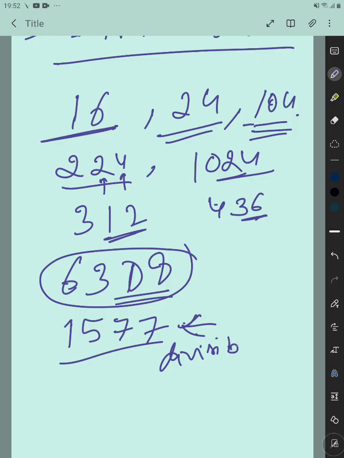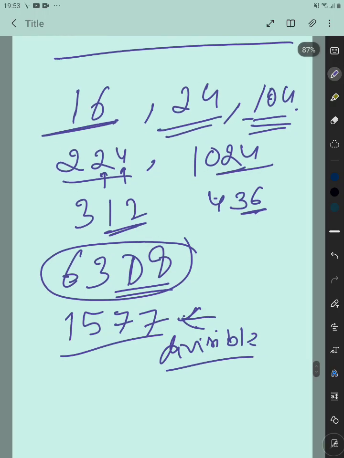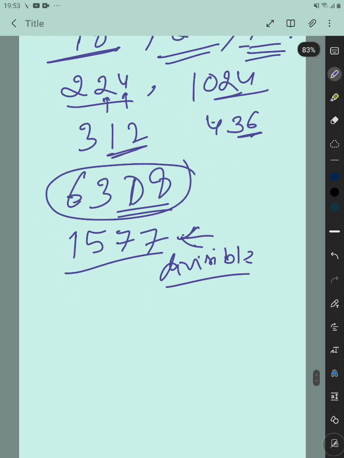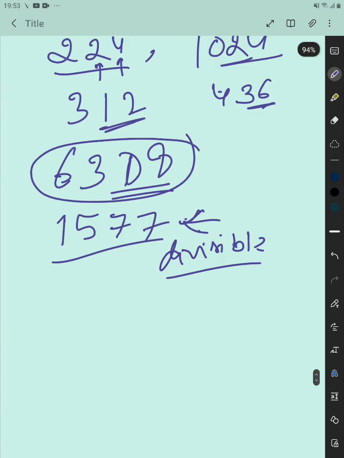So what we are observing here is that if the last two digits, meaning the ones and tens place, are divisible by 4, then the complete number is divisible by 4. When the number has three digits or more, this rule is applicable. If it is a two digit number, then you need to find out directly whether that number is divisible by 4 or not. So we are talking about numbers that are three digits or more.